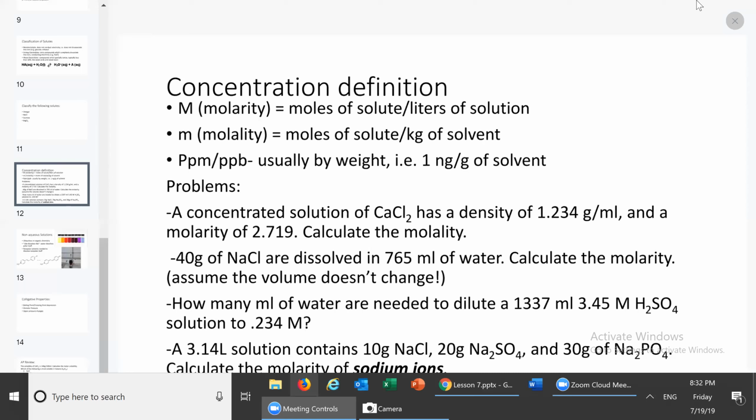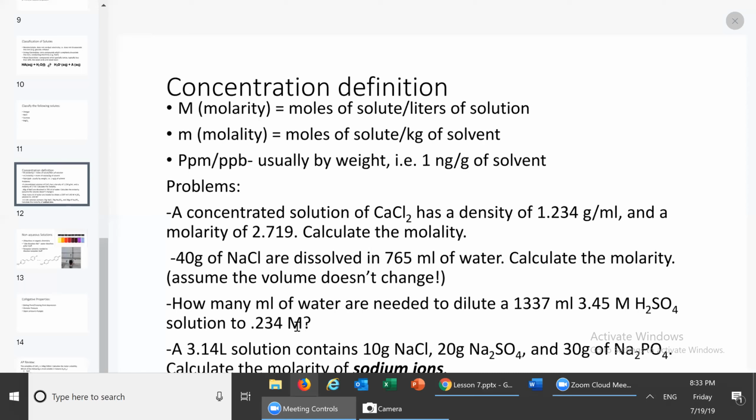Great. So how many milliliters of water do we need to dilute a 1,337 milliliter sample of 3.45 molar sulfuric acid to 0.234 molar? Okay. The first step is we need to find some kind of constant. Remember that the number of moles will always be a constant in this dilution since we're not adding anything, right? We're not adding anything, so the number of moles is a constant.